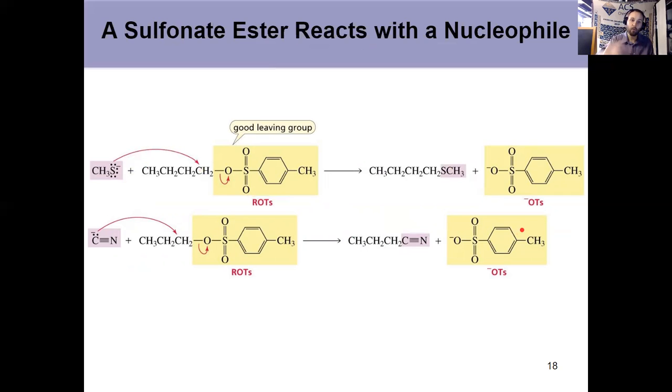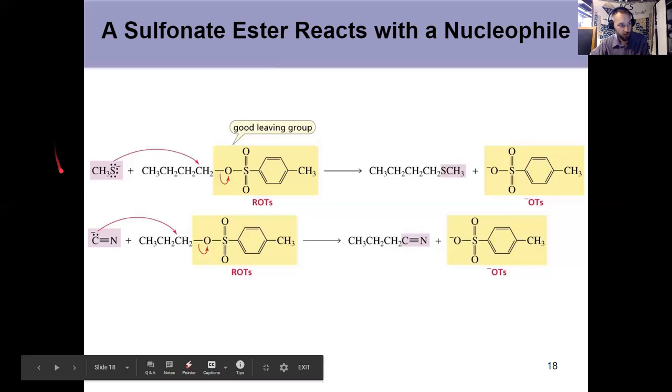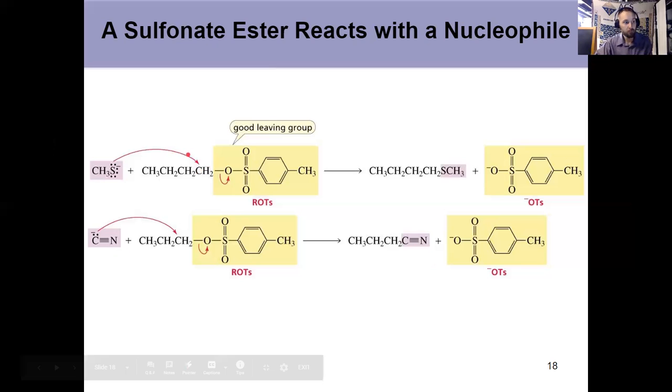Again, this only works for primary and secondary alcohols, because tertiary alcohols would be too sterically hindered for this final step to occur when you introduce that new group. You can't do the backside attack there. The other advantage of using sulfonate esters in your synthesis is that they can react at room temperature. They don't require heat like some of our earlier reactions.